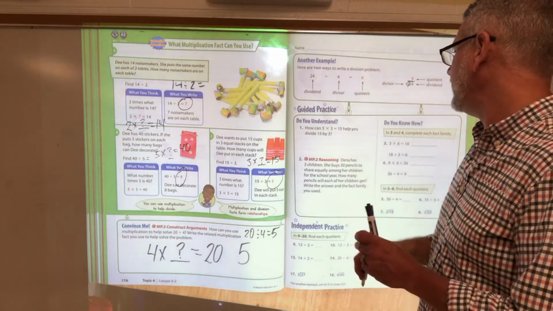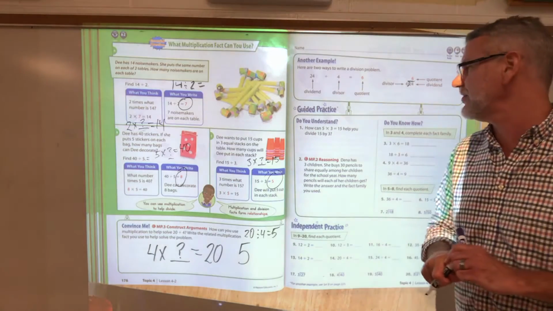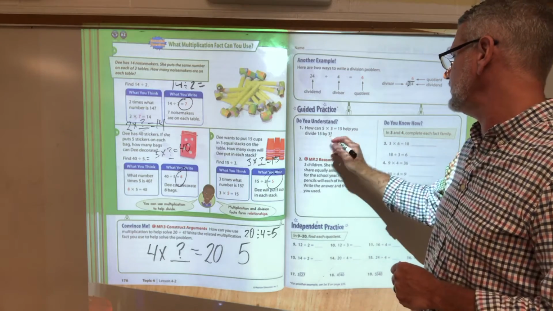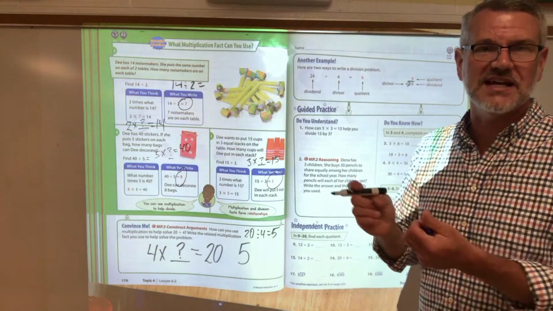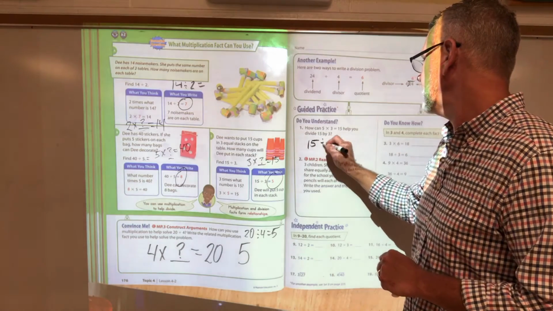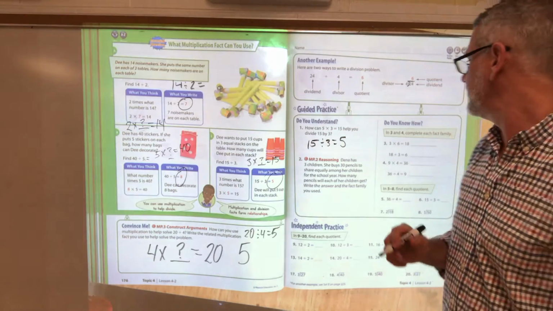All right, first, how can 5 times 3 equals 15 help you divide 15 by 3? Well, if you know that 5 times 3 is 15, you just take those. Remember, it stays a fact family, the same numbers. So 15 divided by 3 has to be the other number, 5.